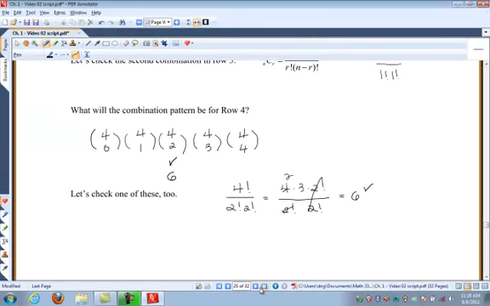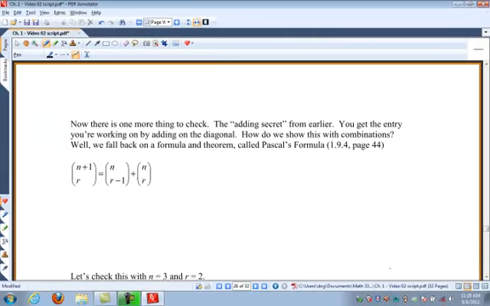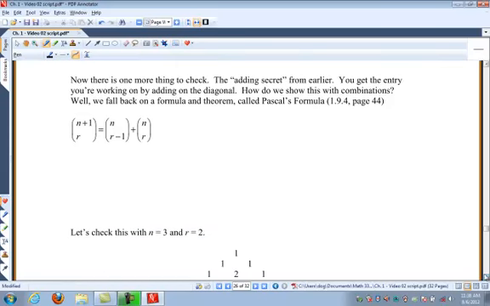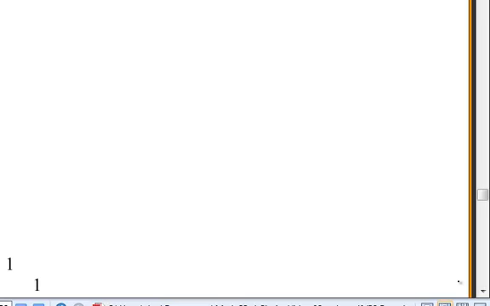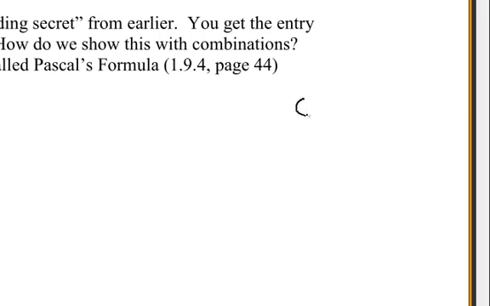Now there's one more thing to check, and that is the adding secret from earlier. You get the entry you're working on by adding on the diagonal in the box, or adding the 2 above, like that. Adding those two gives me my new coefficient. How do we say this in combinations? Well, we say it right here. In the next row n plus 1, the rth entry is from row n, r minus 1 and r.